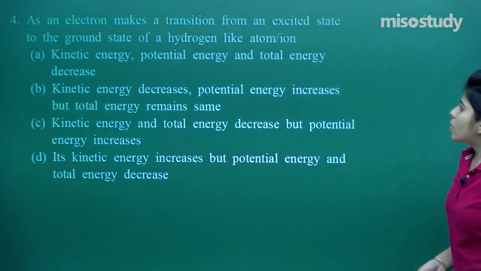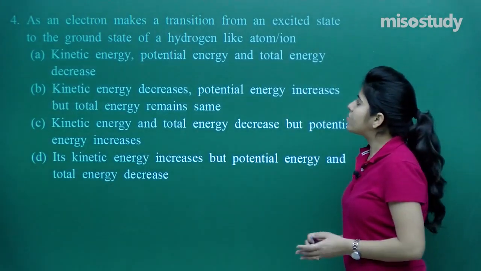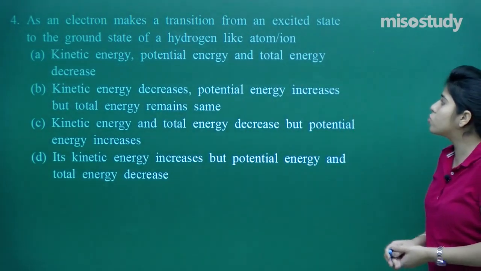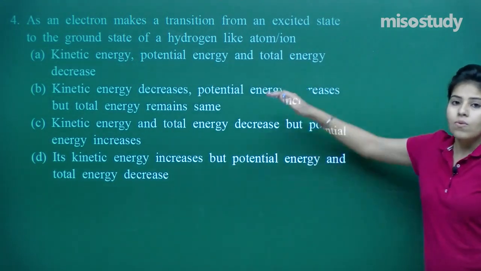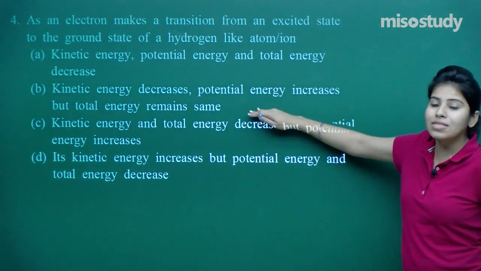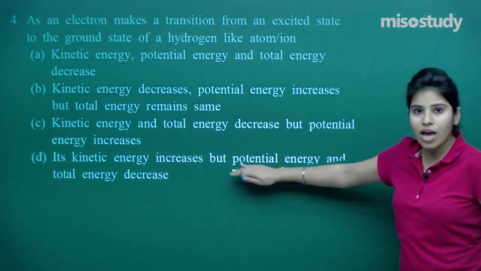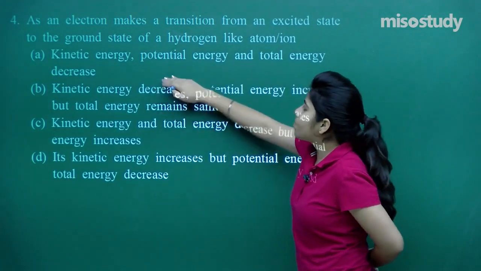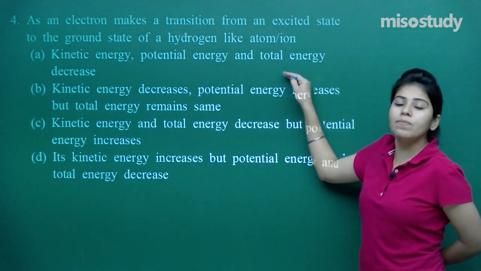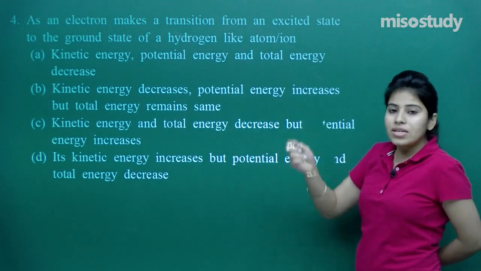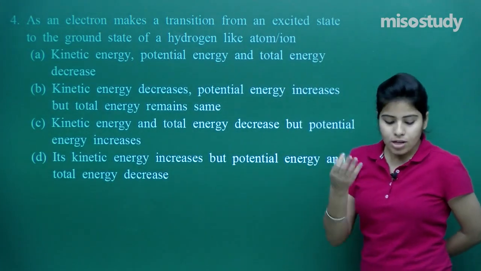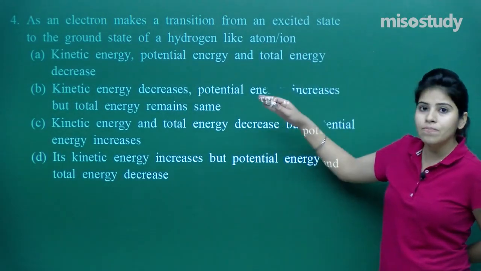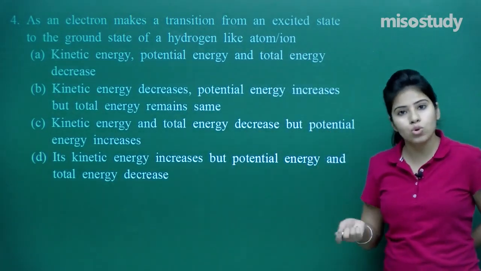Okay. So what I can see here is that an electron makes a transition from an excited state to the ground state of a hydrogen-like atom or ion. What condition is going to be satisfied? We have been given these energies, and we have to tell how the kinetic energy, potential energy and total energy change, whether they decrease or increase. Before knowing this, we should know the formulas for kinetic energy, potential energy and total energy.